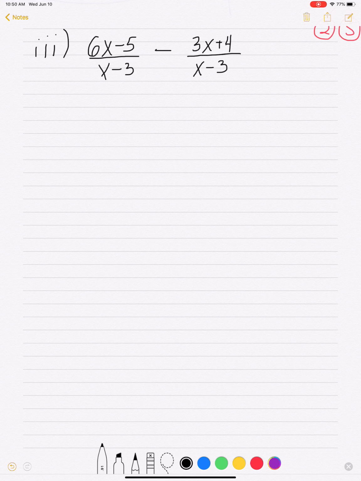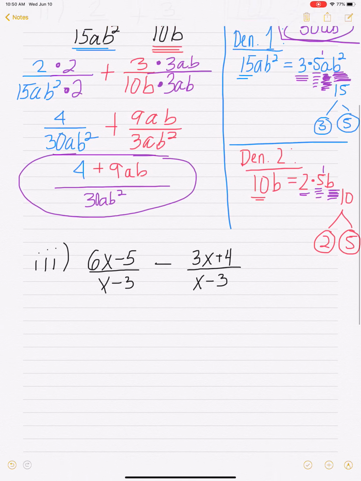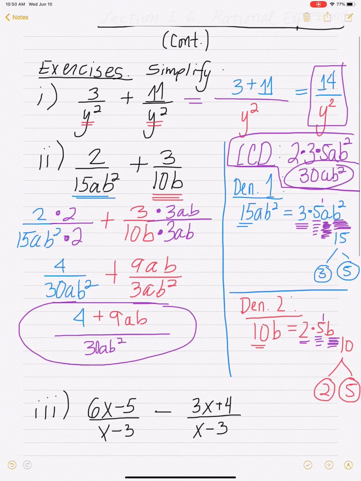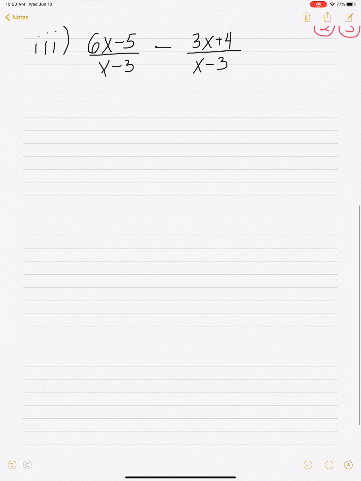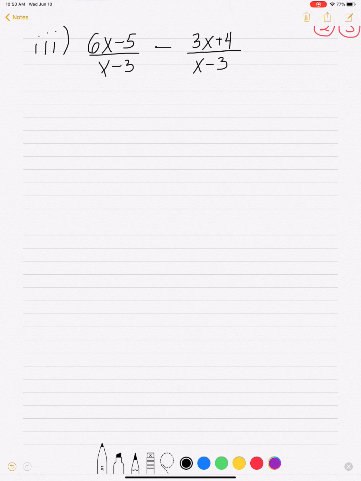This is a little different than the last one. Right? We have a binomial on top, a binomial on bottom, and then a binomial on top and a binomial on bottom. In the previous situation, notice we just had monomials on top and bottom. Now here we have binomials. Now, notice that we have the same denominators, right? We have x minus 3.